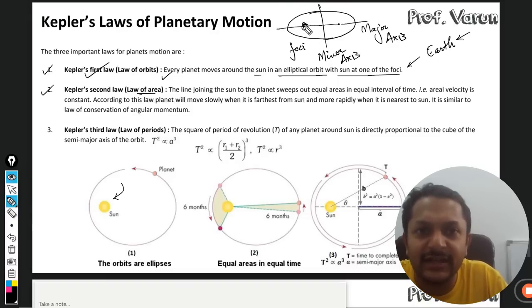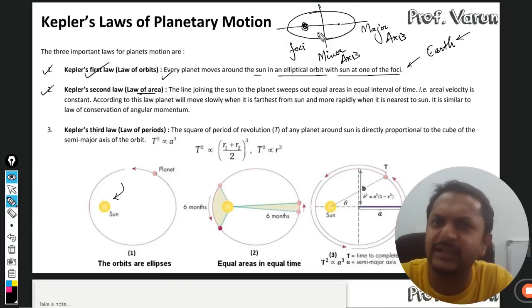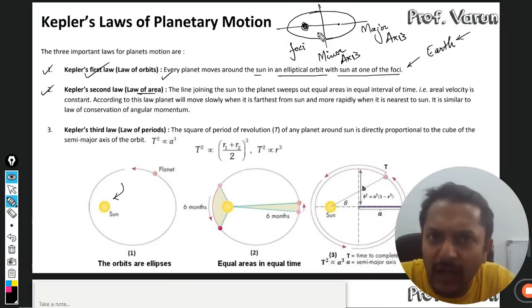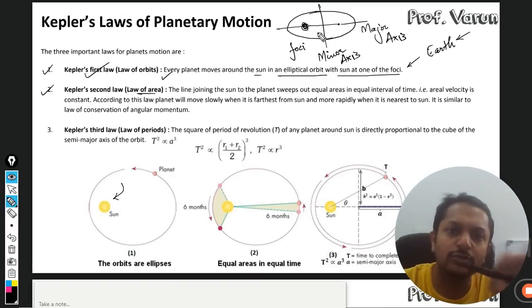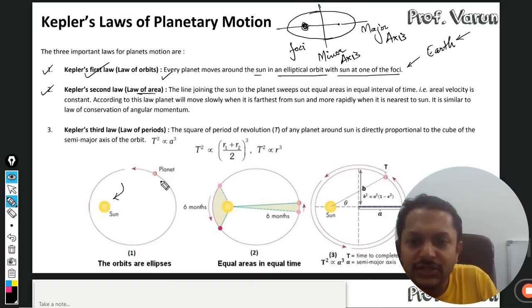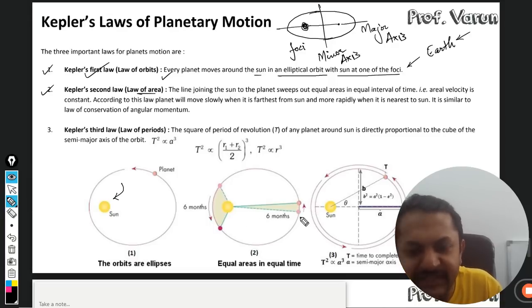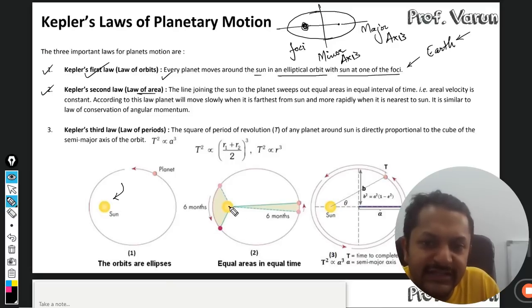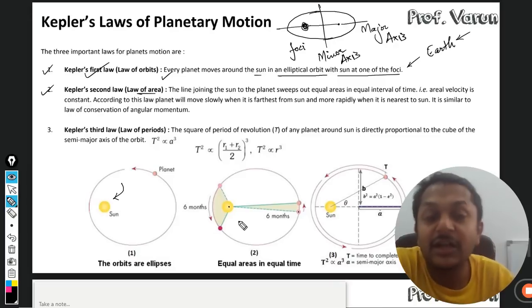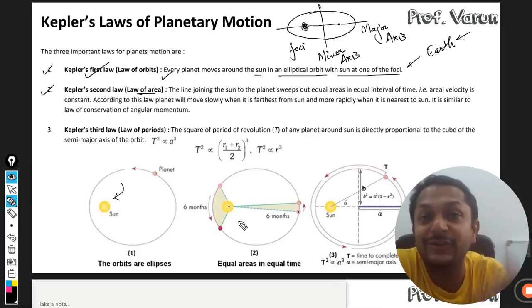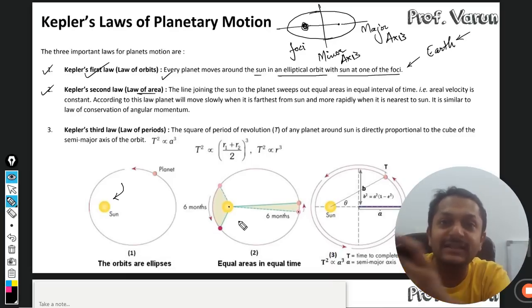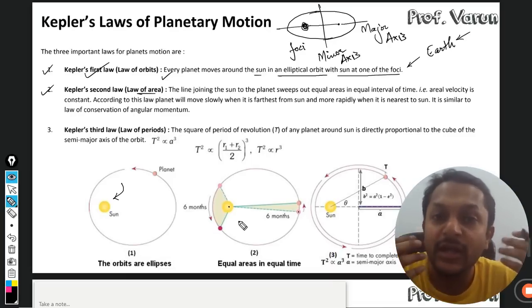So this is the sun, and all planets are moving like this. You can take the example of Saturn, or other planets. That will be more elliptical. So this planet is moving like this. Now, what he says is that when the planet is moving, the line joining the center of the sun with the center of the planet, you can say the position vector of the planet with respect to the center of the sun, is sweeping the same amount of area in same time duration.